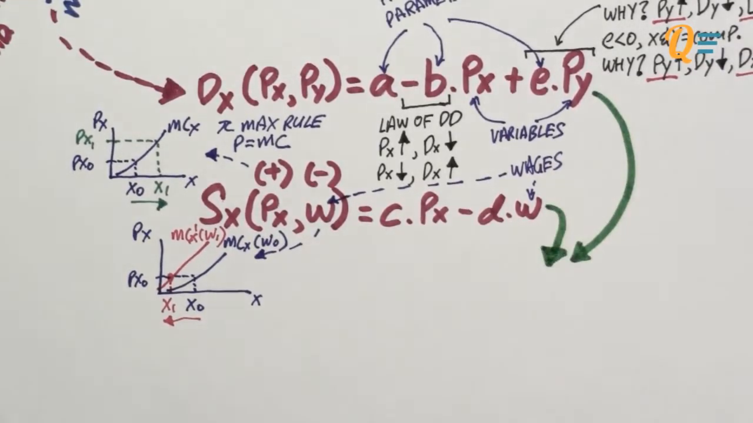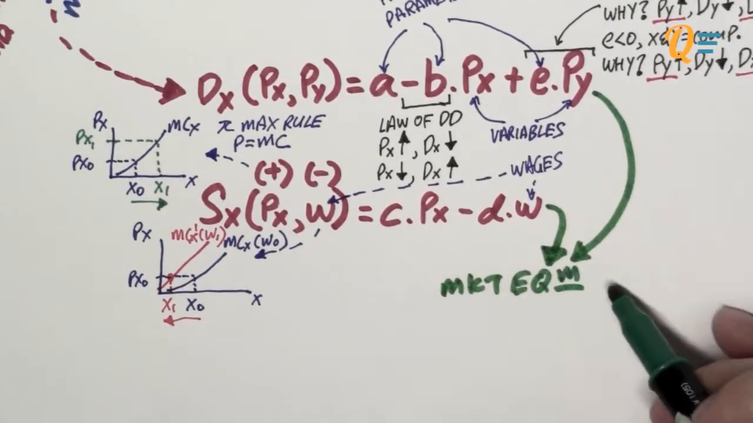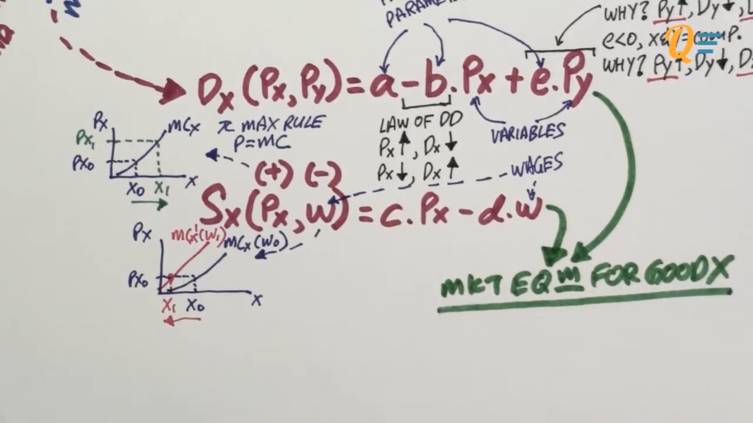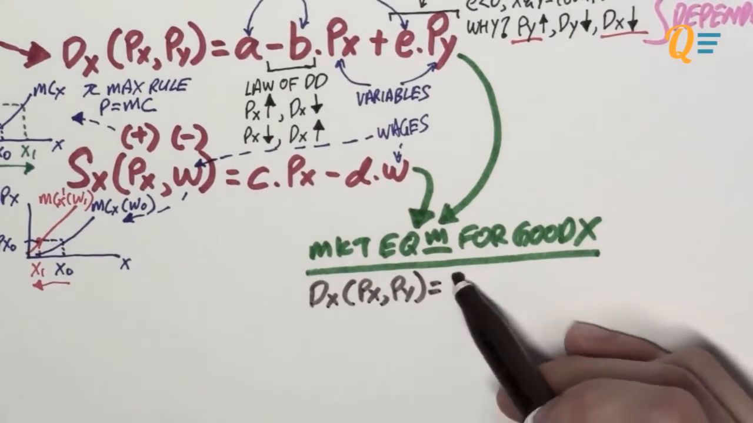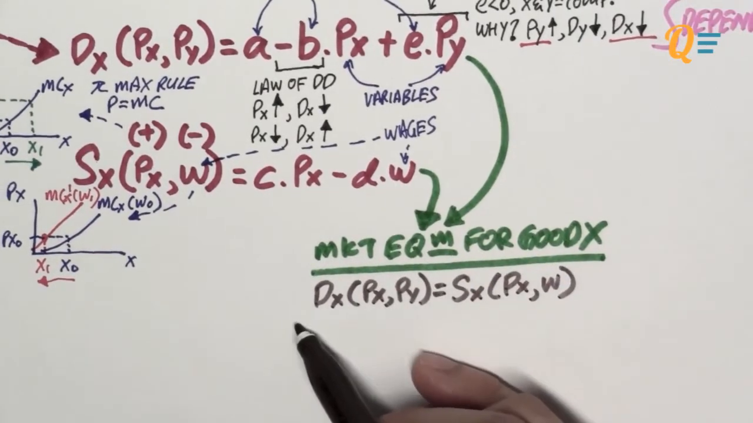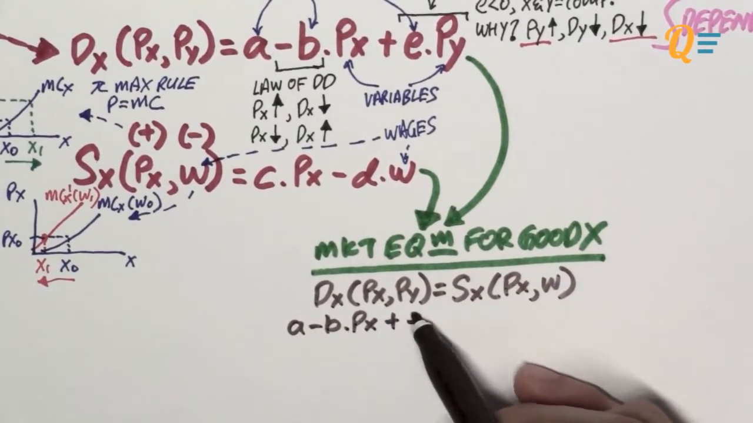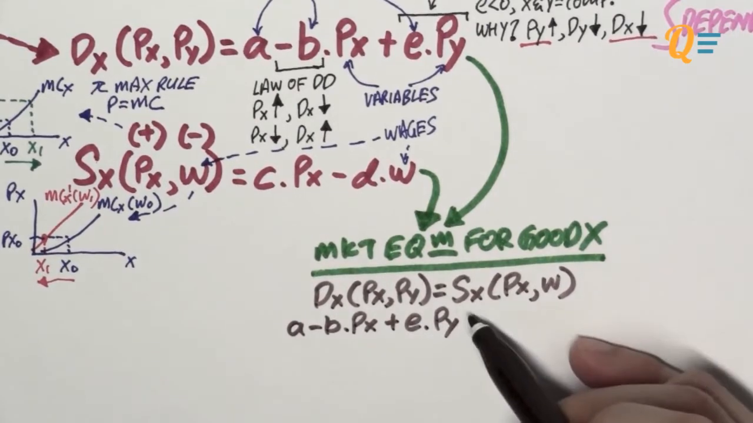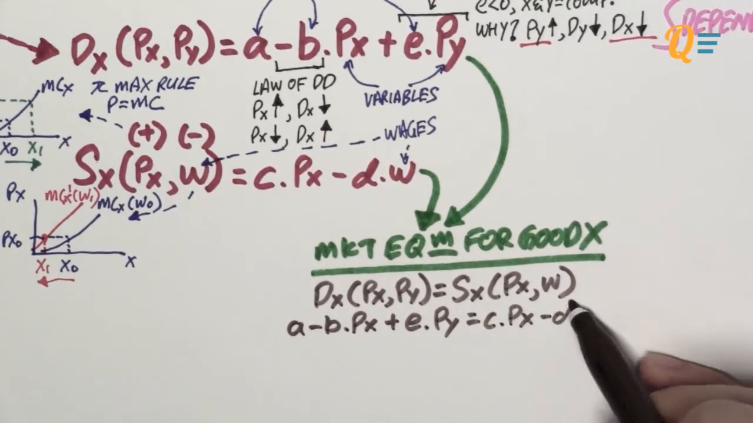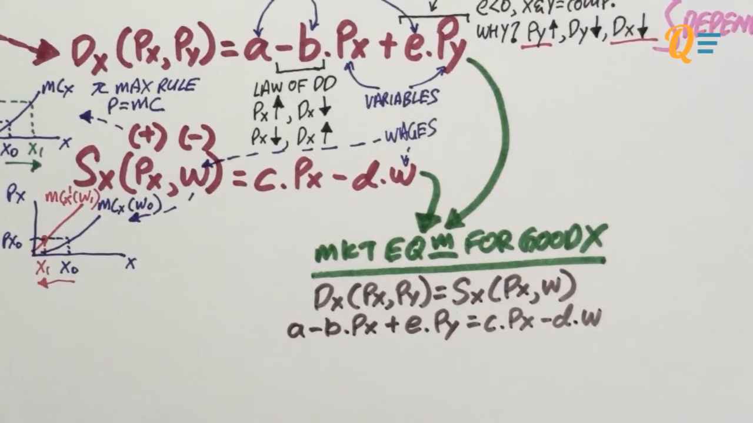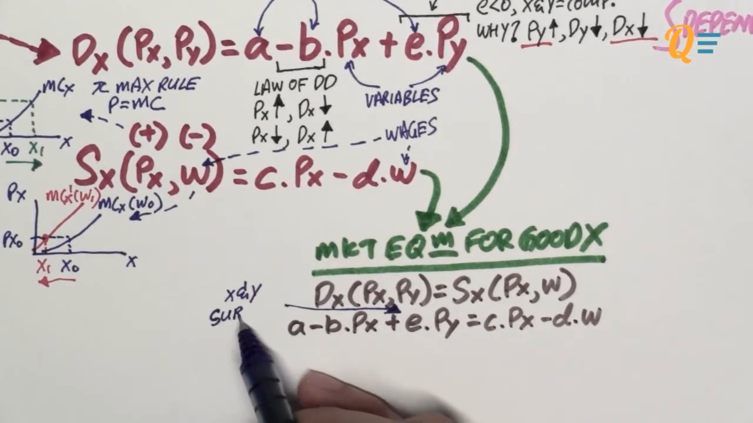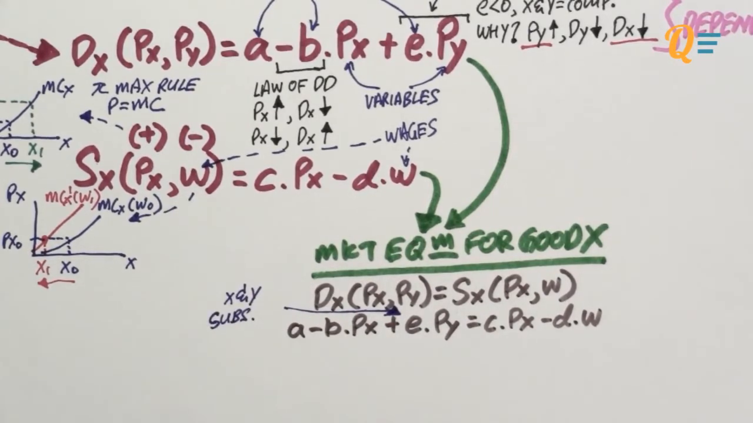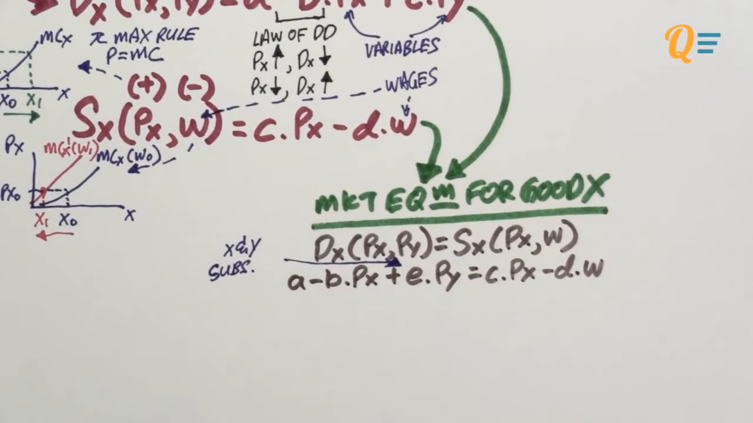Okay, now let's find the partial equilibrium for the market for good x. To find the equilibrium for the market of good x, you simply have to equate the demand for good x with the supply of good x. So you just take the two equations that you have seen above and you equate them together. So take note here that the parameter e is a positive number. So what we're trying to say here is that x and y are substitutes. Okay, so that is the key assumption that we're making now.